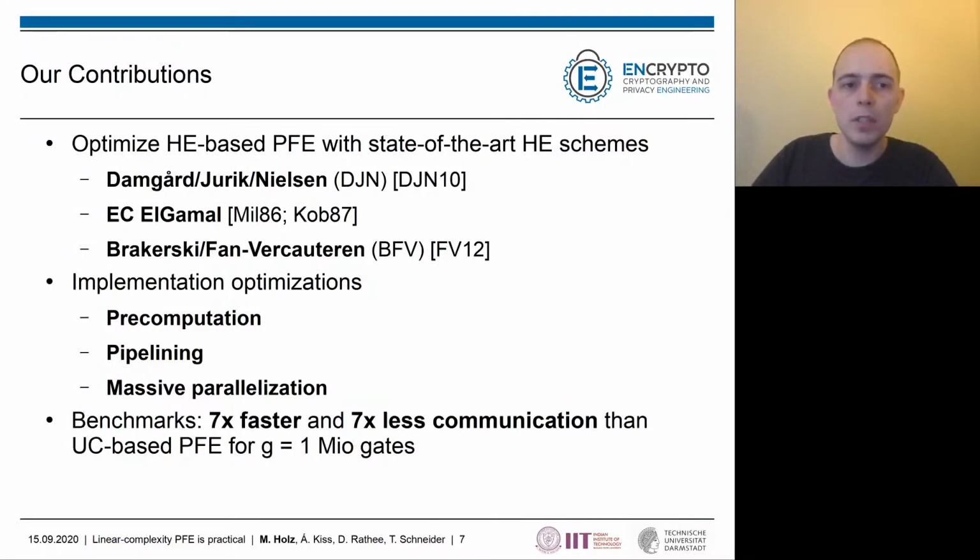And in our implementation, we also did some optimizations. We applied some pre-computation techniques, we did some pipelining of all the communication parts, and we also did some massive parallelization of our homomorphic encryption parts of the protocol, because these are the most compute-intensive parts of the protocol. And our benchmarks have shown that homomorphic encryption-based protocols are not only 7 times faster, but also 7 times less communication intense than recent UC-based private function evaluation protocols for 1 million gates.